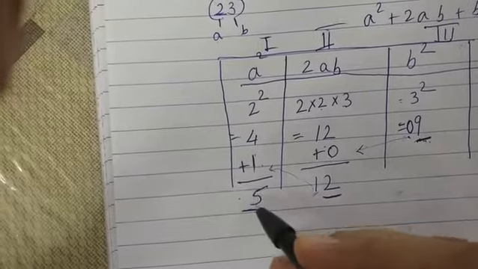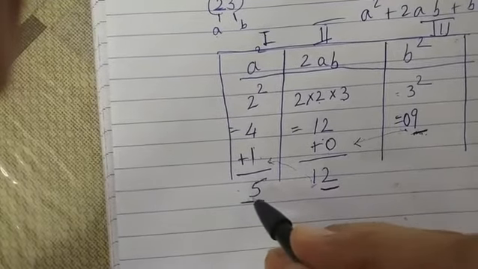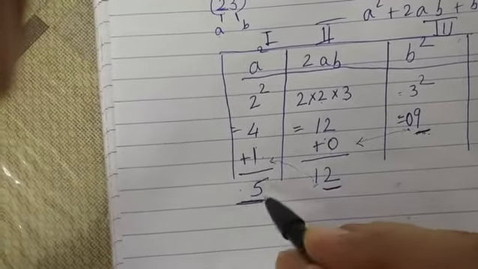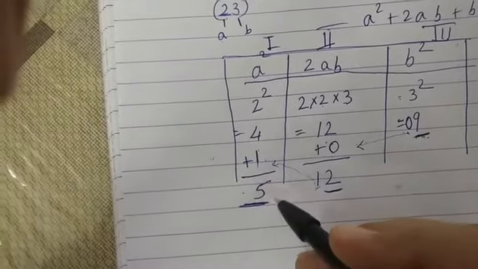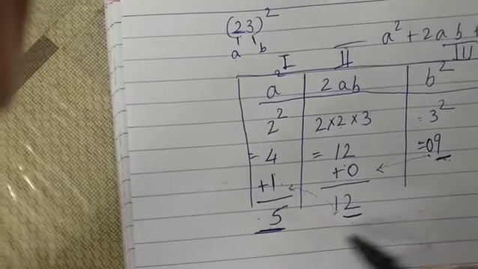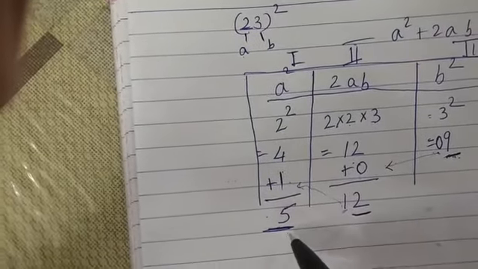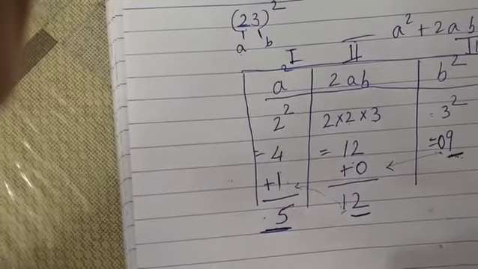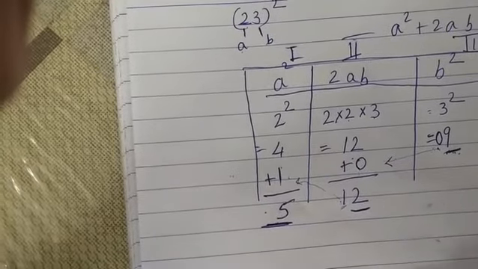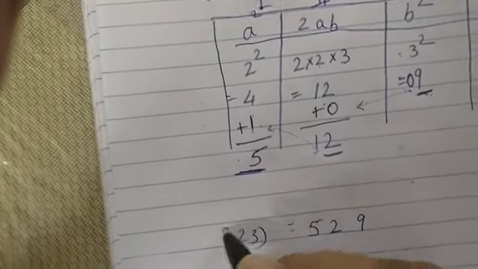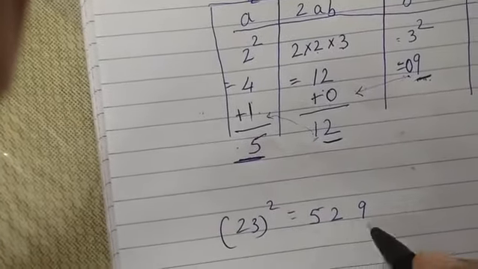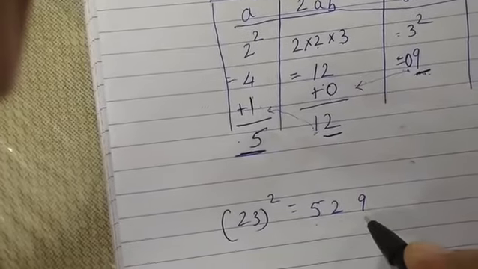The answer is there in the first column. That total answer we have to underline, because here no column is there, so the tens digit will not carry over. Okay, now the answer will be starting from the first column: 5 2 9. So the square of 23 will be 5 2 9, that is 529.